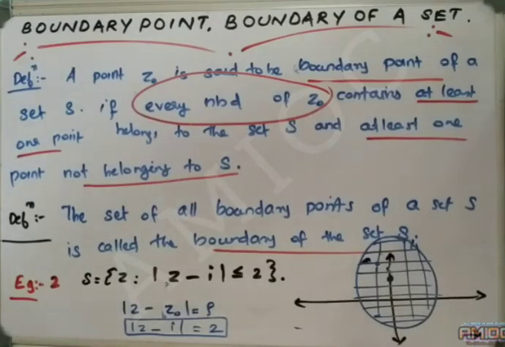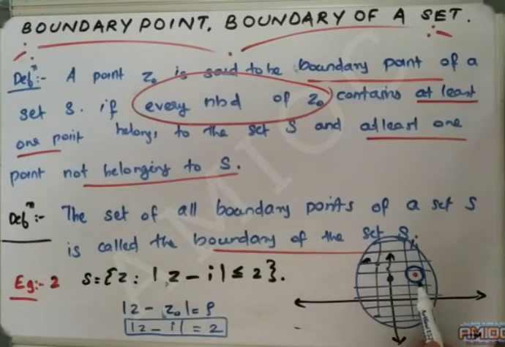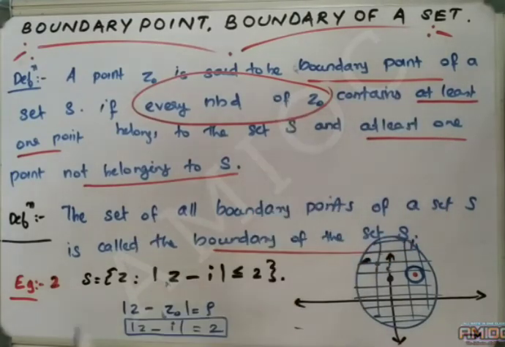And if we consider any point inside the circle mod z minus i equal to 2, we can find a neighborhood of some small radius such that that neighborhood does not contain the points outside the set S. That means that neighborhood does not follow the property that we defined for the boundary point of a given set S. The property defined for the boundary point of a given set S will not hold for this neighborhood.